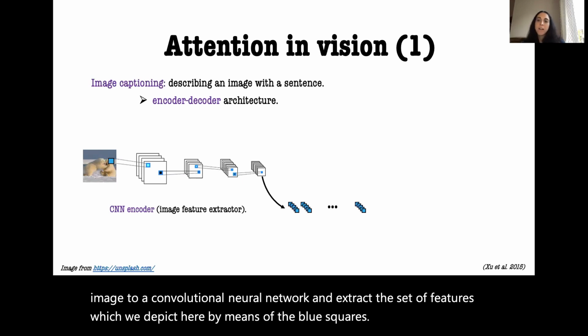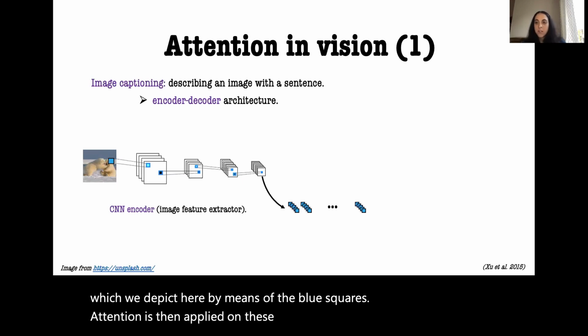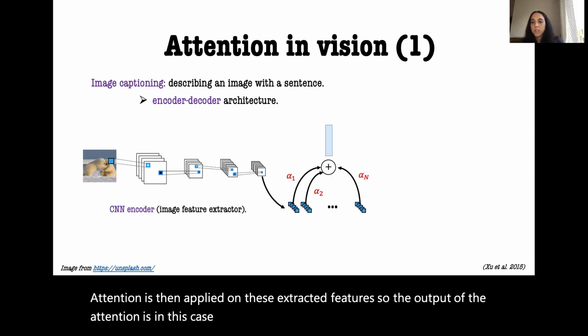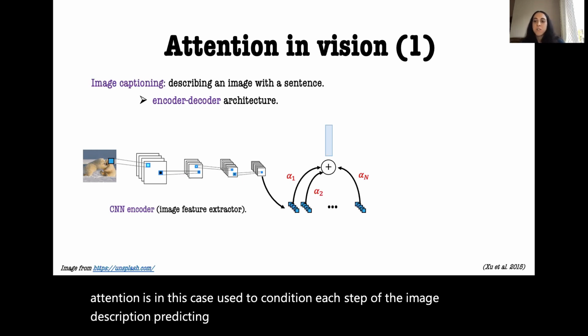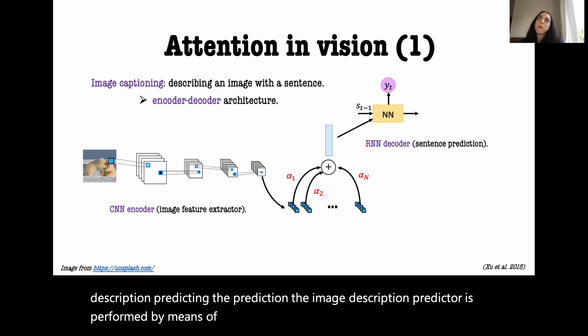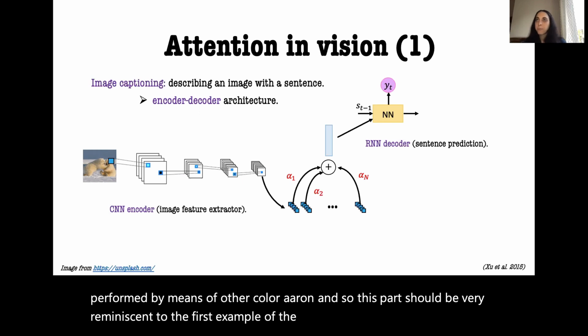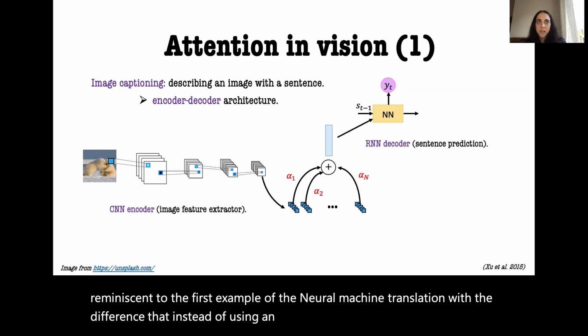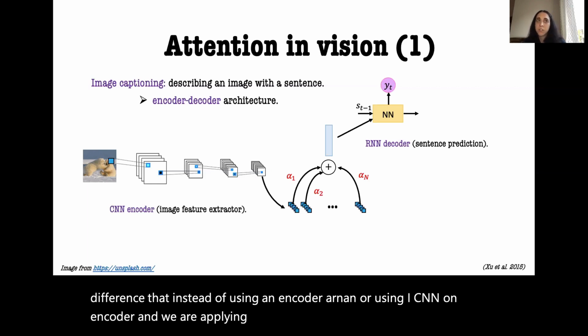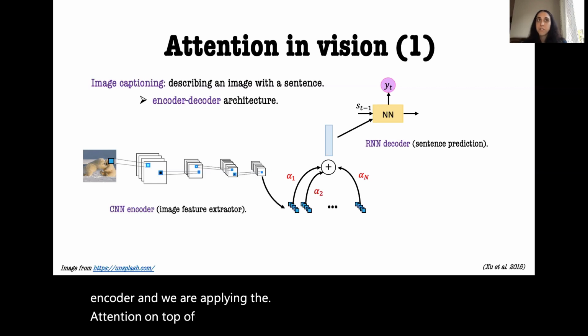Attention is then applied on these extracted features. The output of the attention is, in this case, used to condition each step of the image description prediction. The image description predictor is a decoder RNN. So this part should be very reminiscent of the first example of neural machine translation, with the difference that instead of using an encoder RNN, we're using a CNN encoder, and we are applying the attention on top of the extracted features from the input image.